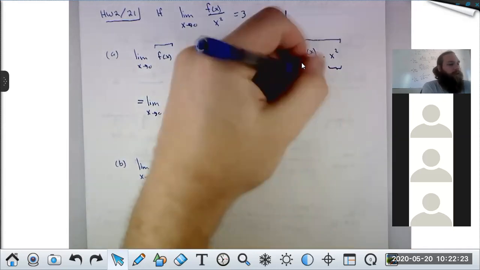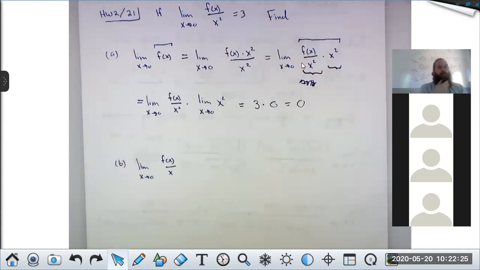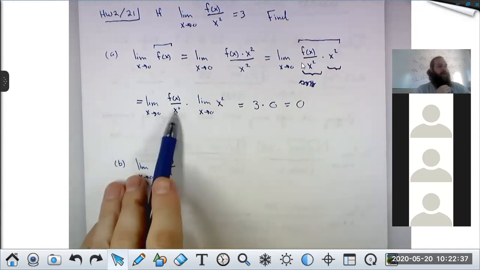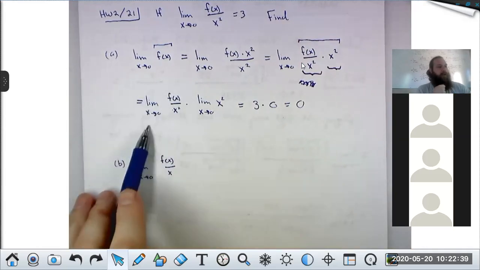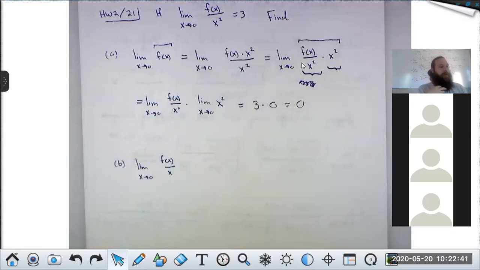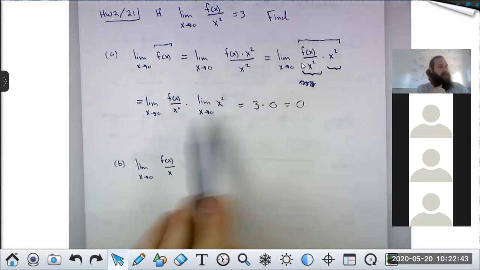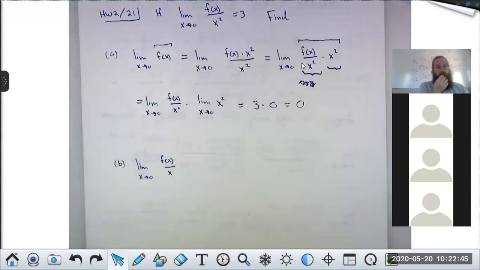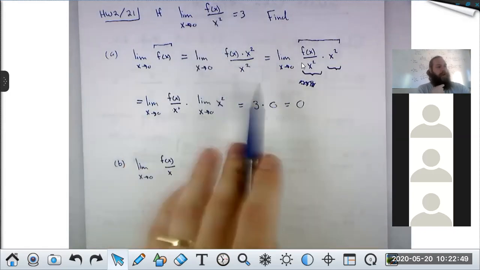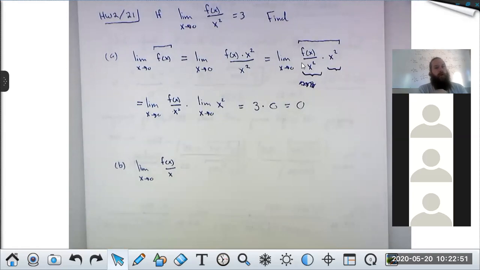Okay, so think of it like this. We've got these two functions here, f of x over x squared and x squared. I want to take the limit as x goes to 0 of the product of those two functions. And to do that, I can take the limit of each one separately. This guy goes to 3 because that's the only thing I know about the problem. And this guy goes to 0 because he's x squared and I'm sending x to 0. And the magic here was somehow making f of x over x squared show up. That was the work.